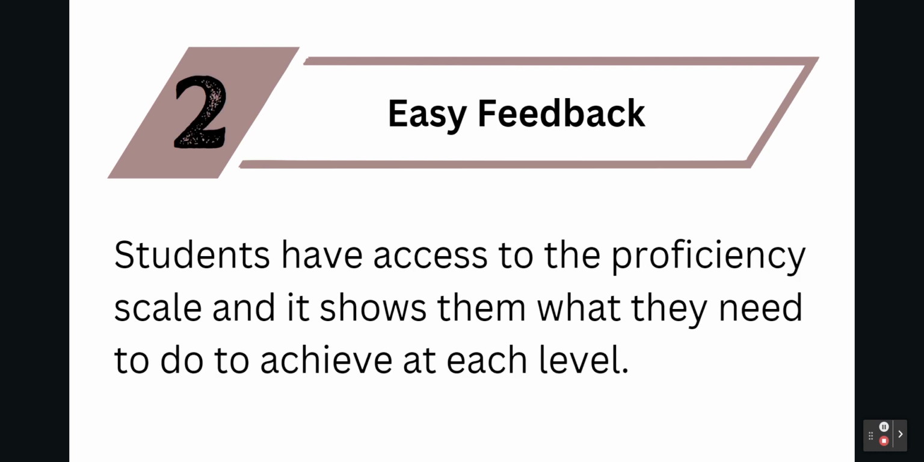Number 2, easy feedback. Feedback for students is practically already done for you. If a student is currently working at level 2, then the proficiency scale shows them what they need to do to improve to level 3. This can also be really helpful for allowing students to reflect on their own learning along the way.